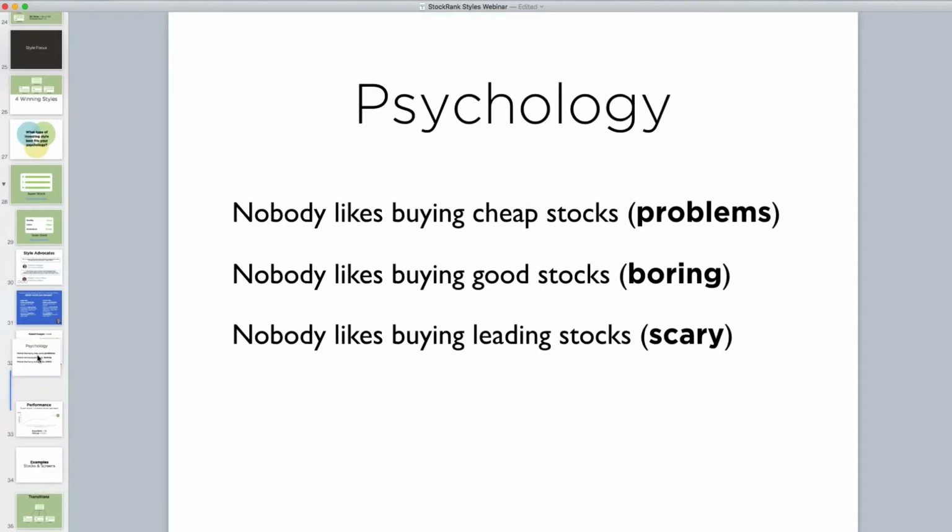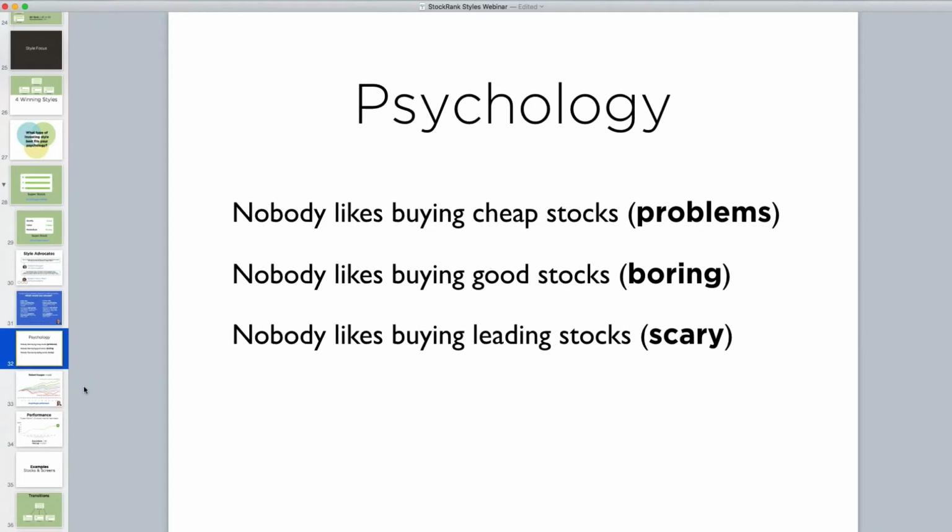My theory on this is that there is a sort of psychology that acts against buying these kinds of shares, because nobody likes buying problem shares, which tend to be cheap. Nobody likes buying good shares, which are often boring. People are much more interested in excitement and gambling in the stock market. And nobody likes buying strong or leading shares because it's scary buying shares at new highs.